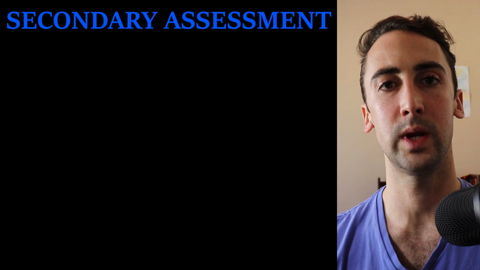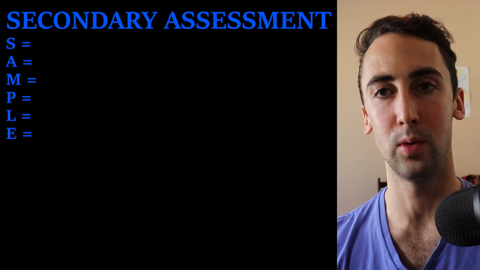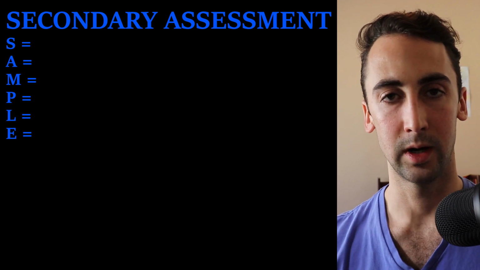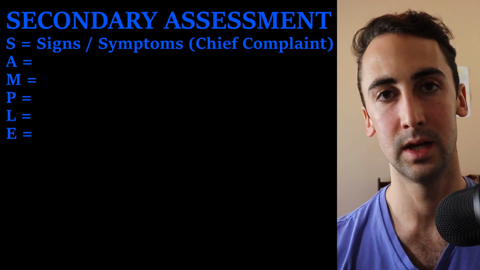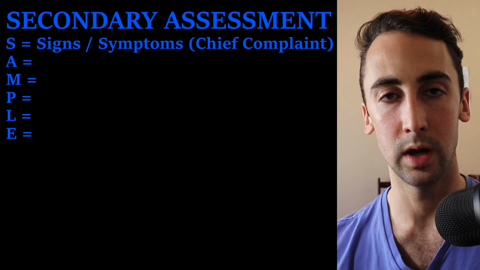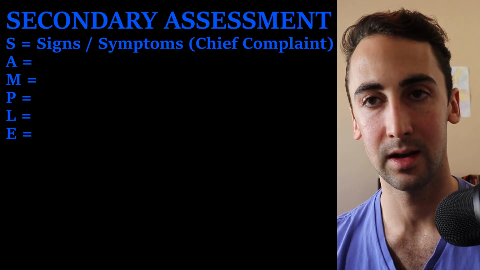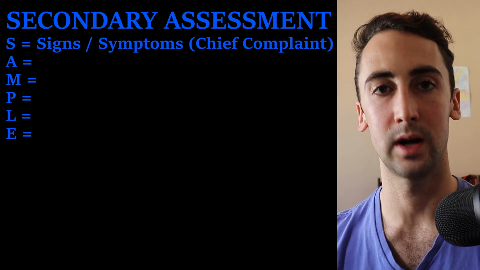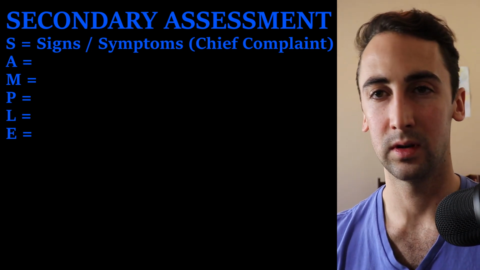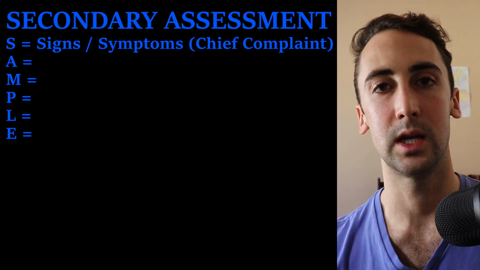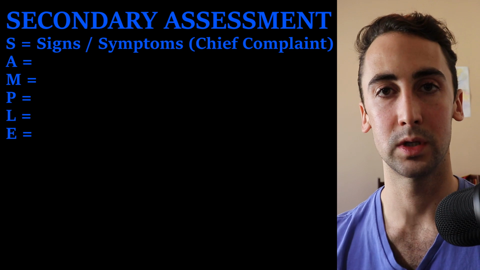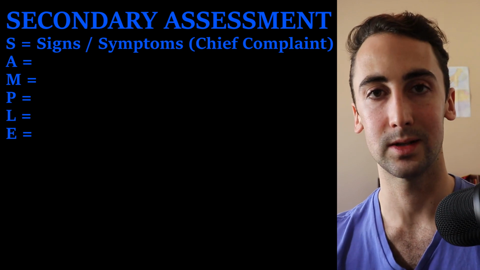All right, we are on to our SAMPLE. So SAMPLE is going to be the S, which stands for signs and symptoms. So this is going to be the patient's chief complaint. So why did they call 911? You're probably going to have an idea of what their signs and symptoms are at this point from the primary assessment. But if you don't have a super good idea, you can always ask the patient again. So why did they call 911 in the first place? What's bothering them the most?